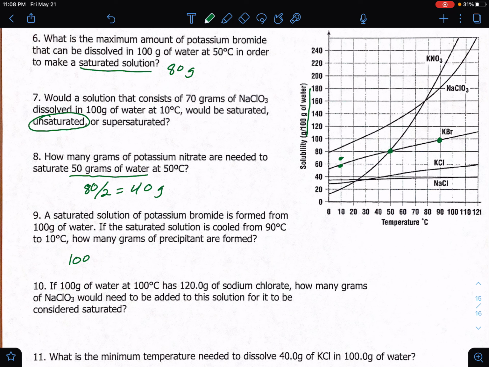So that means I could still add about 80 grams and it would still dissolve and make it saturated. Okay, 11, what is the minimum temperature needed to dissolve 40 grams of KCl in 100 grams of water? Okay, so I'm looking for the temperature needed to dissolve 40 grams of KCl in 100 grams of water. So I'm going to find the 40 gram line. I'm going to follow it all the way till I hit the KCl. Okay, so that's going to roughly be about here. Okay, so if I look down, that means at 40 degrees Celsius, I could dissolve 40 grams. Okay, so you're really just reading your X's and Y's on this.